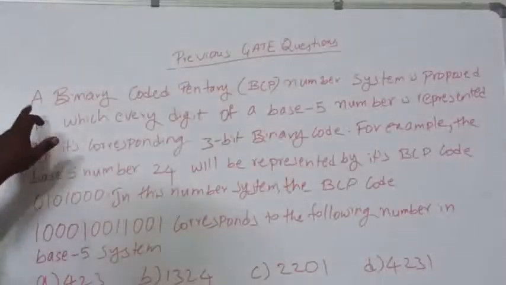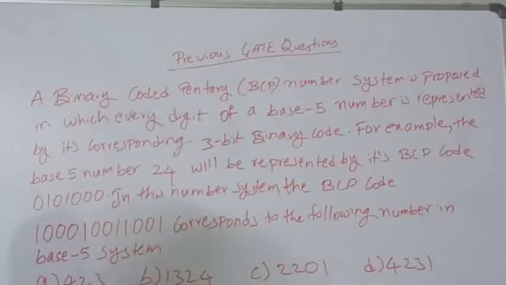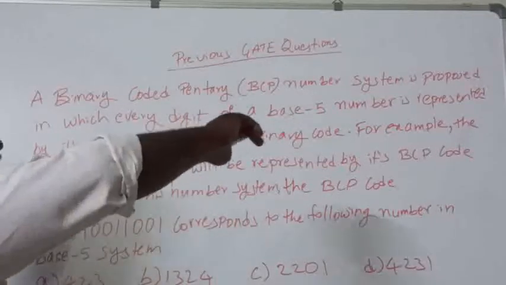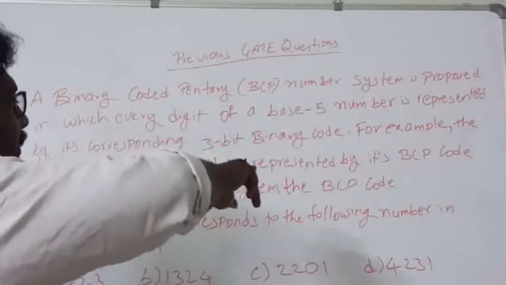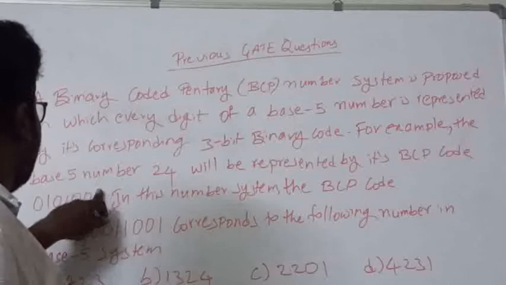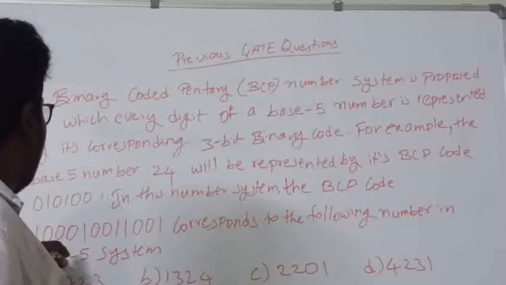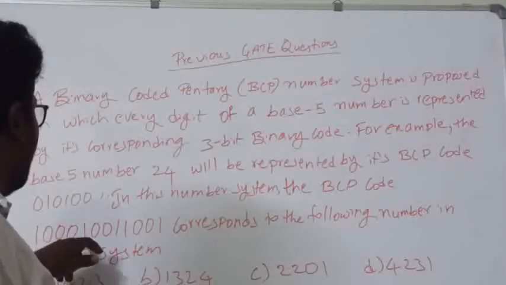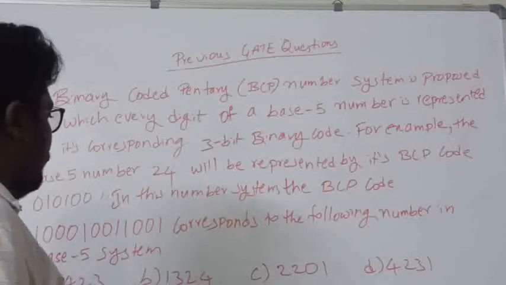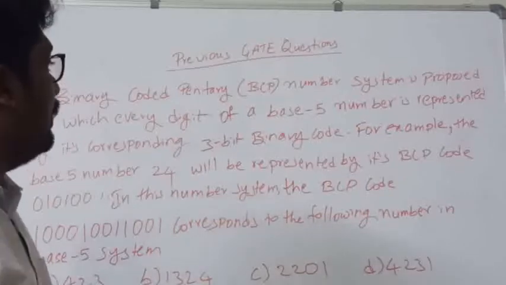The question is that a binary coded pentary number system is proposed in which every digit of a base 5 number is represented by its corresponding 3-bit binary code. For example, the base 5 number 24 will be represented by its BCP code 010100. In this number system, the BCP code 10001 corresponds to the following number in base 5 system. So options have been given.